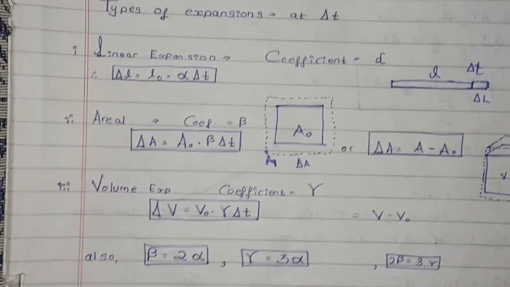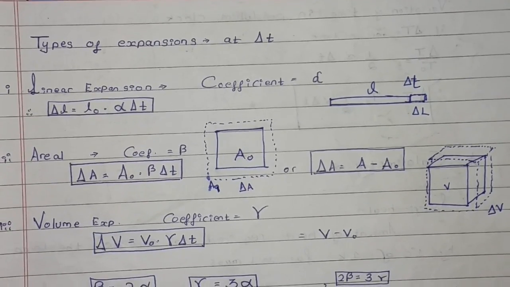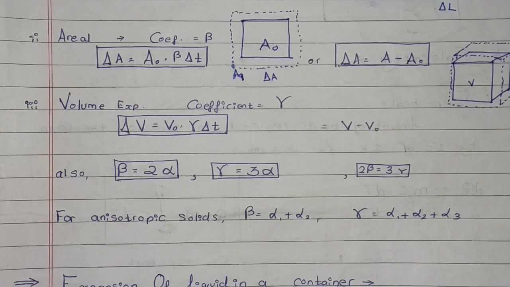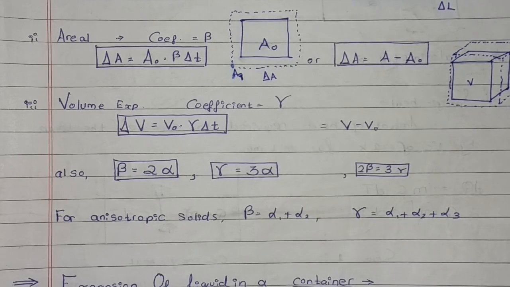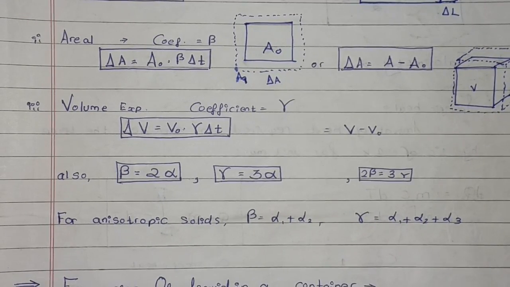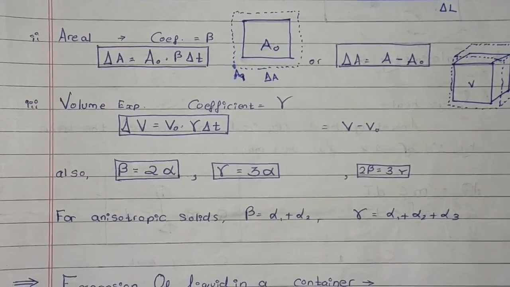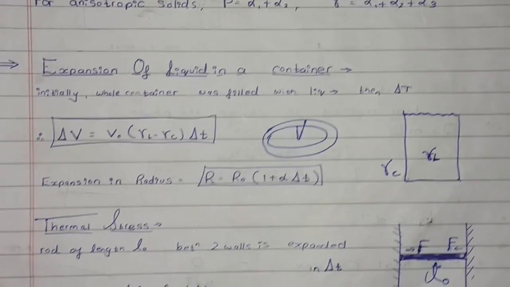Heat and thermodynamics. First comes the thermal expansion. The formulas were delta L equals L naught alpha delta T, delta A equals A naught gamma delta T, delta V equals V naught gamma delta T, delta A equals A naught beta delta T, and delta V equals V naught gamma delta T, where length, area, and volume would expand respectively.